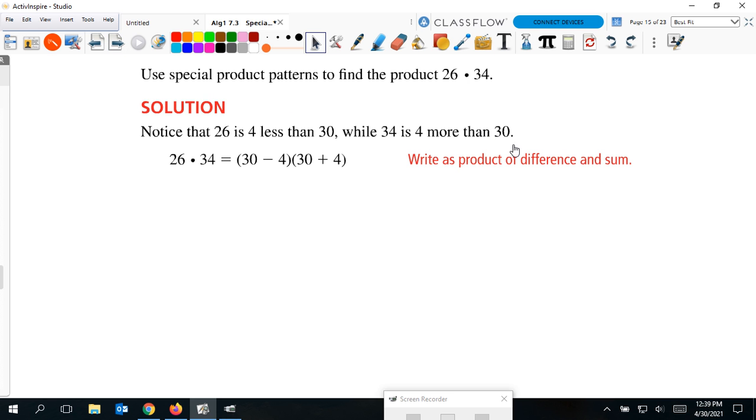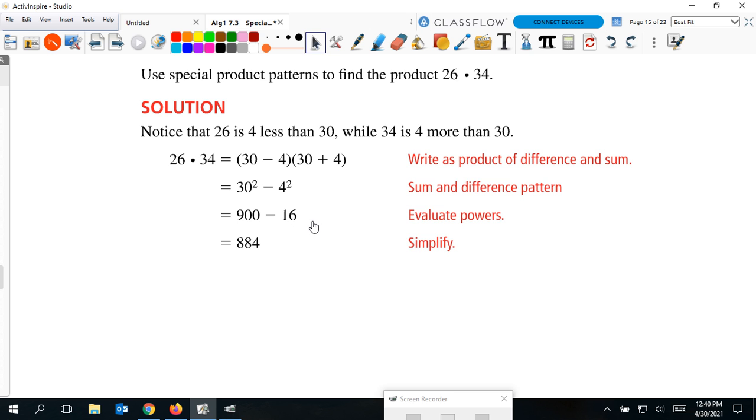Since 26 and 34 are pretty close to the same number, 30, 26 is 30 minus 4, and 34 is 30 plus 4. They're not just both pretty close, they're the exact same distance from the same number, 30. So we can use our special products and just do the first and the last: 30 times 30, and 4 times 4. That gives us 900 minus 16, which is easily done in our head. 884 is our answer. You can check that on a calculator.